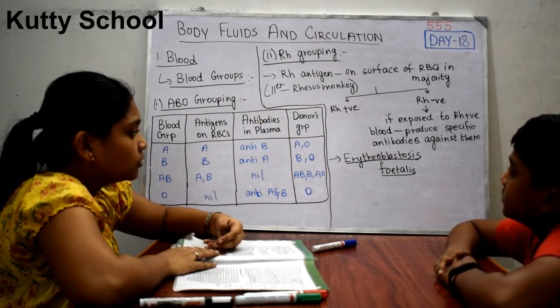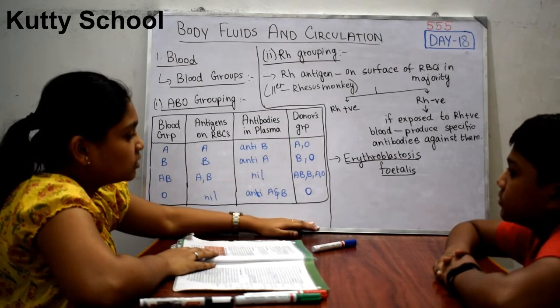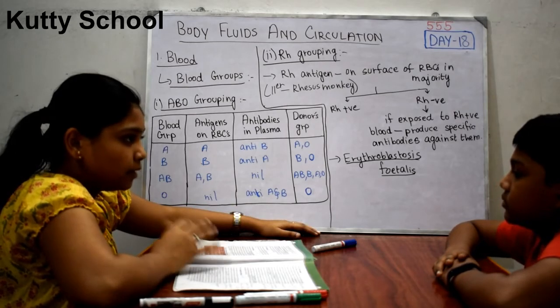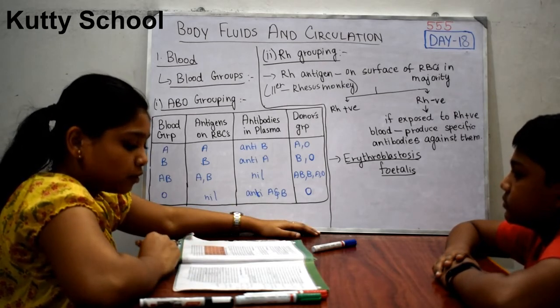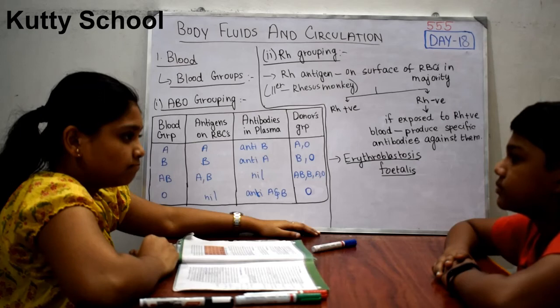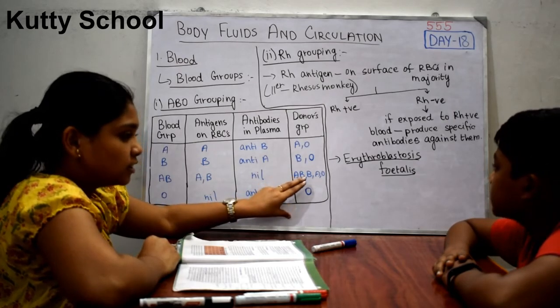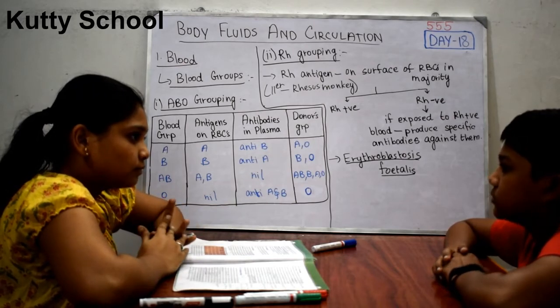Okay. So this can cause harm to the second baby, it will be infecting the second baby. So it can cause severe anemia, jaundice and everything. So this condition is known as erythroblastosis fetalis. Okay. Can you understand? Yeah.